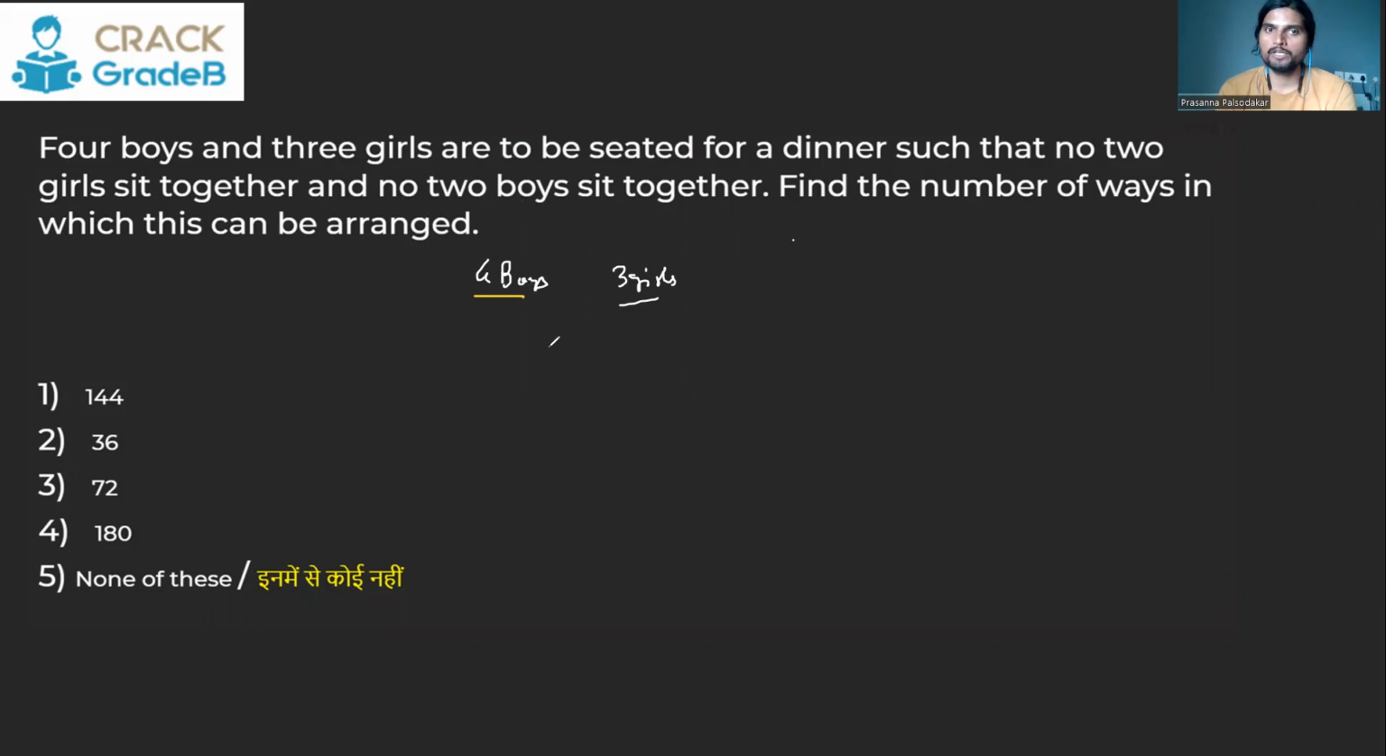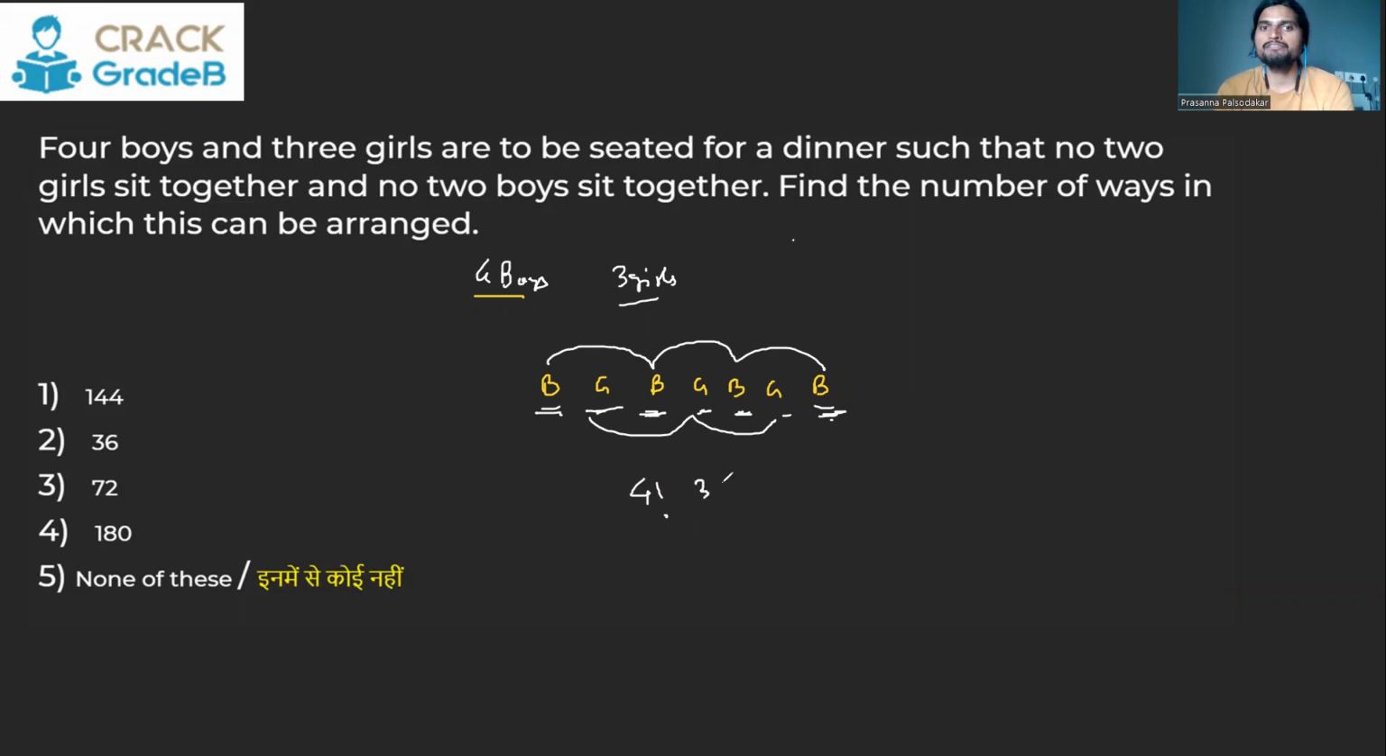That means because there are 4 boys, 1 boy should sit here, then girl, then boy, then girl, then boy, then girl, then boy. Because there are 4 boys, boys have to be at the extremes. So these 4 can be arranged in 4 factorial ways, because boys have these positions and girls have those positions. So these 3 can be arranged in 3 factorial ways. Boys can be arranged in 4 factorial ways in their own positions, and girls can be arranged in 3 factorial ways in their own positions.